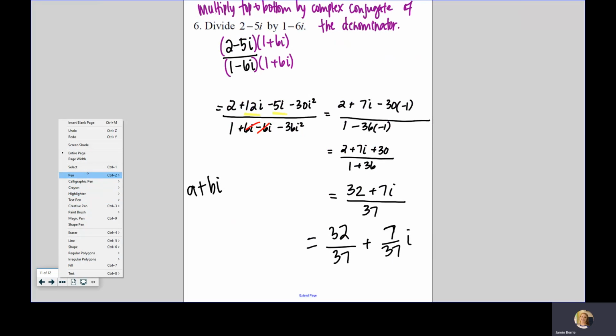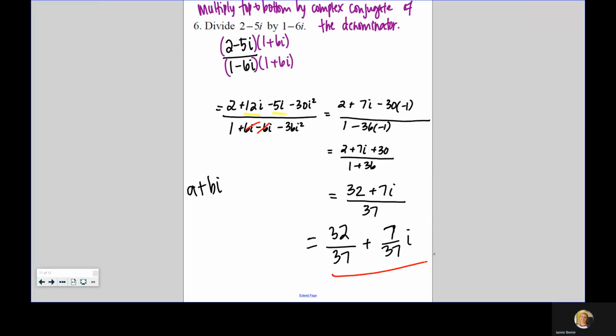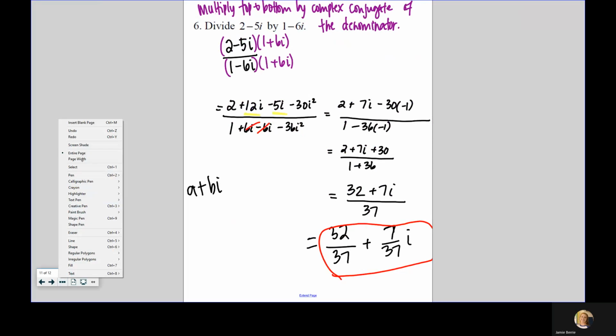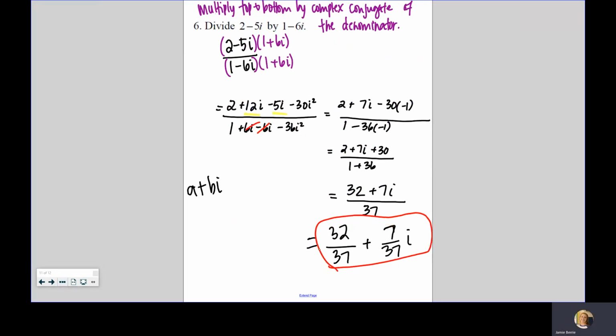We're going to use a different color to circle it with. That's our final answer. So again, we're just separating it into 2 pieces so we can write it in the form a plus bi. Here you can see a is 32 over 37, b is 7 over 37.